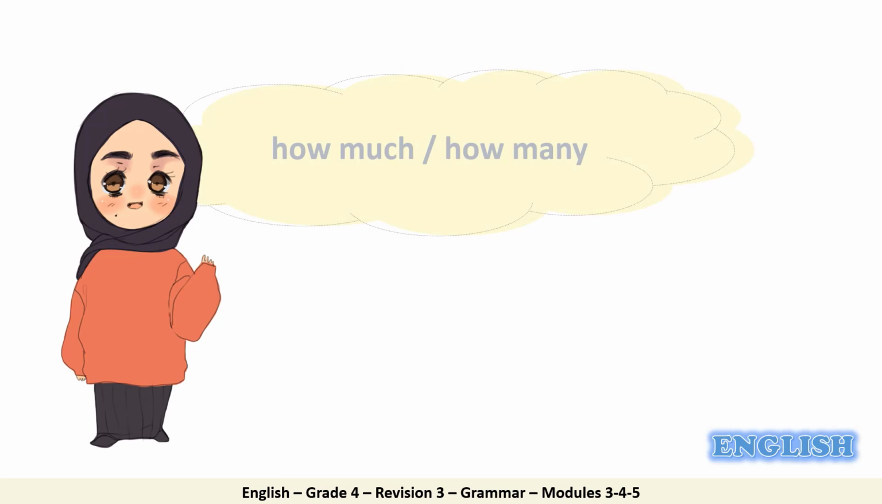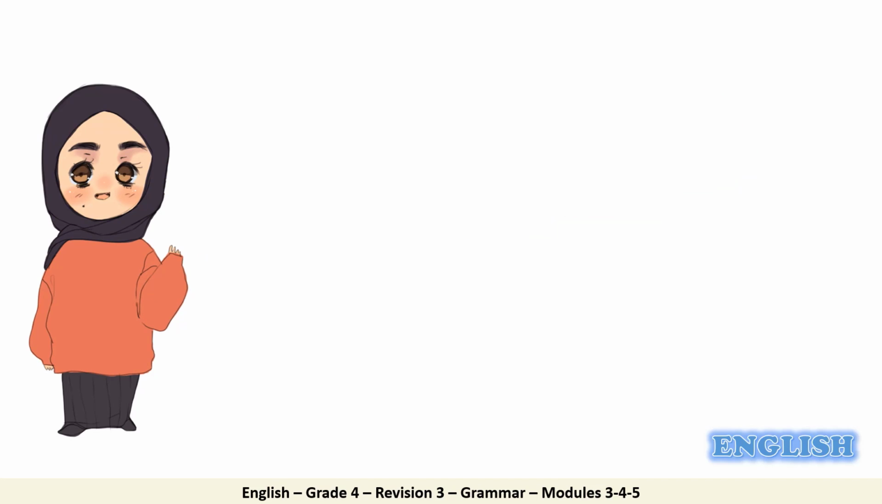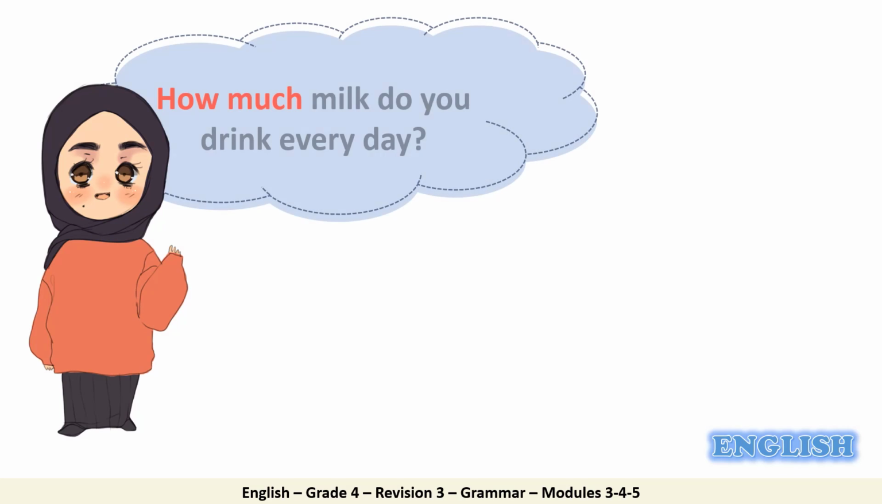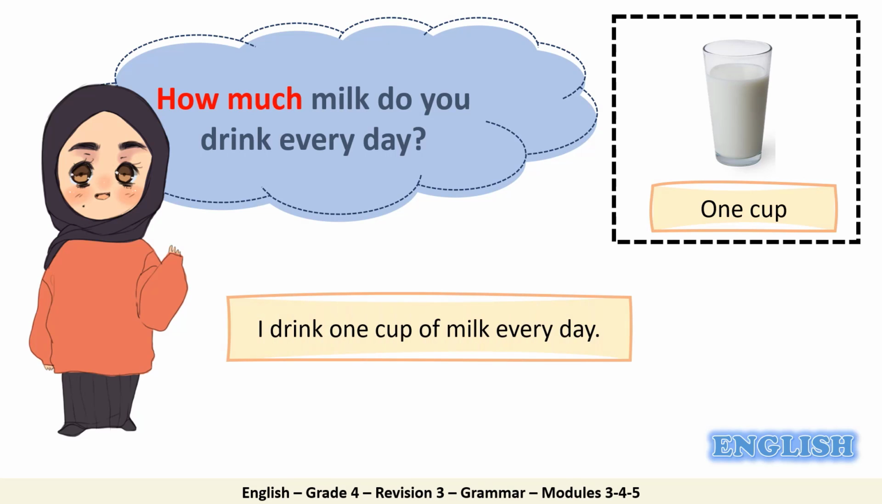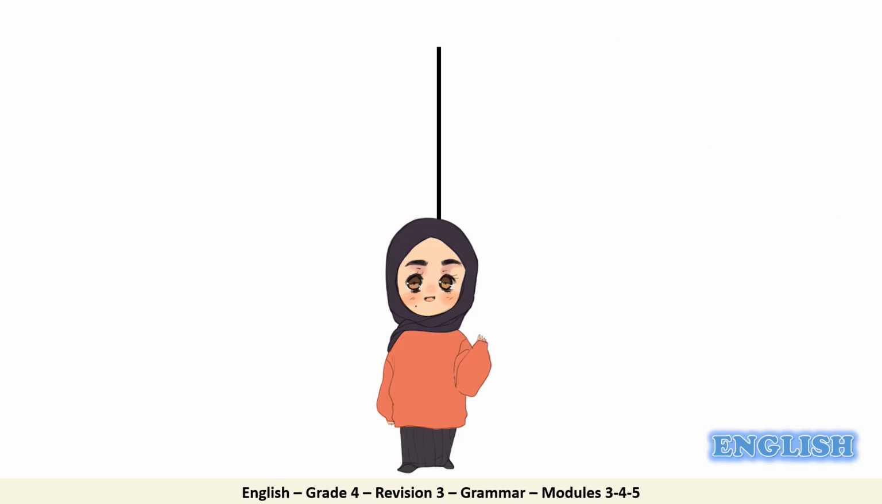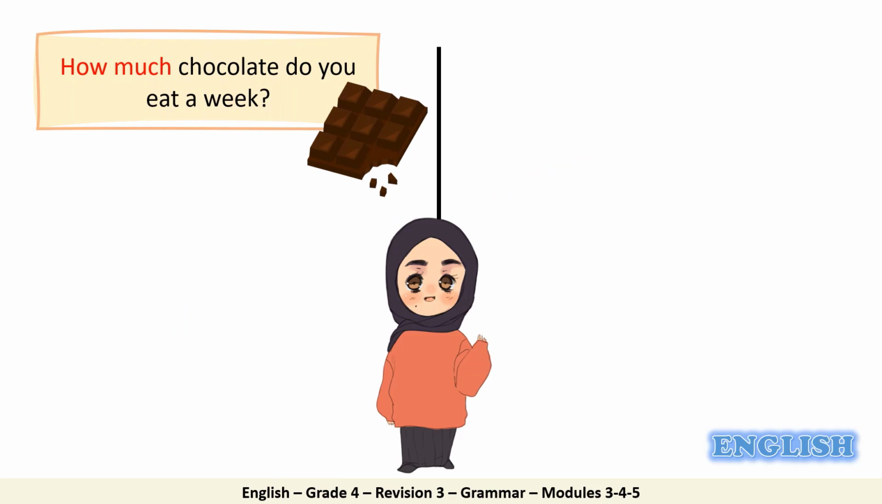Now let's go over the use of how much and how many. Read the question with me and answer after referring to the picture. How much milk do you drink every day? Look at the picture. It's written 1 cup. You would say, I drink 1 cup of milk every day. Read the next question with me. How much chocolate do you eat a week?